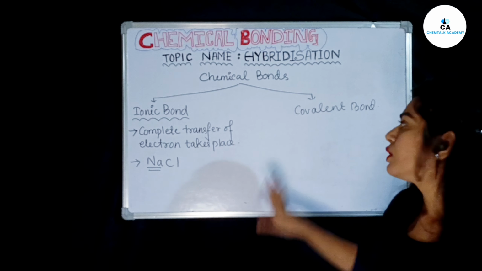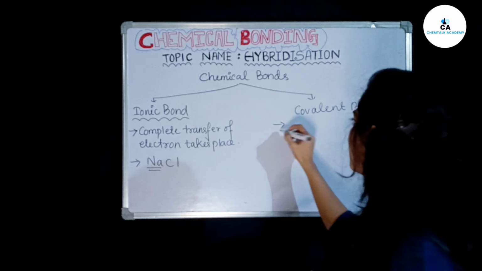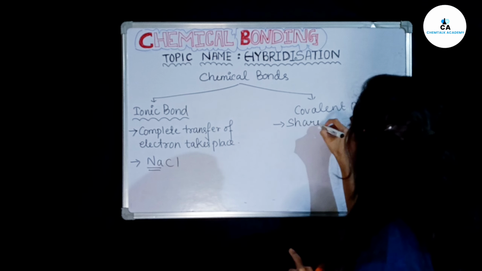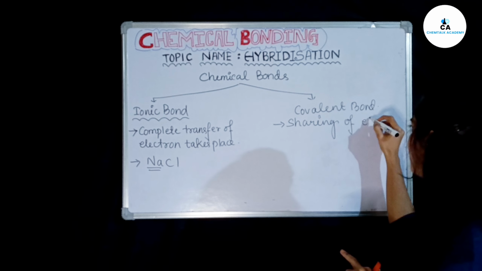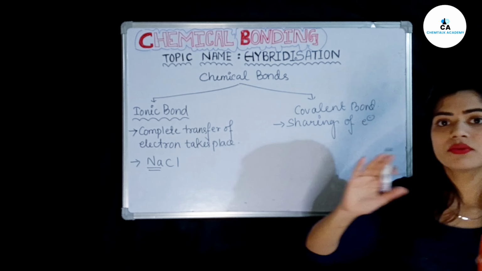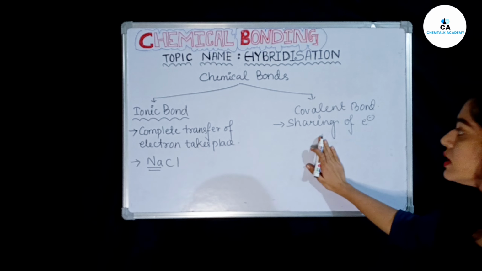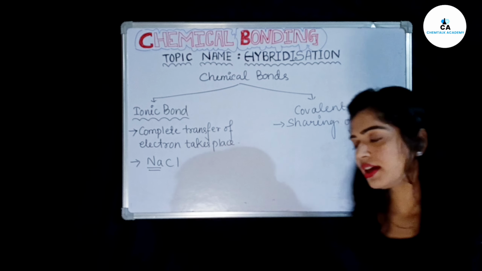Similarly, what is covalent bond? Covalent bonds are formed by sharing of electrons. Ionic bond is complete transfer, meaning one will donate and another one will accept. But in case of covalent bond, what happens? Sharing of electrons takes place, meaning both the atoms share their electrons.